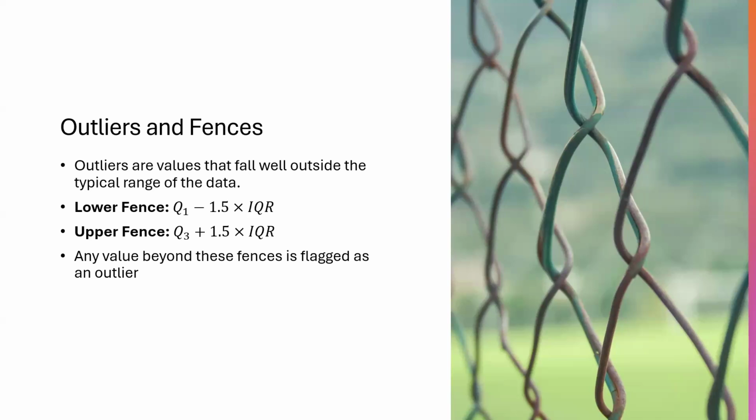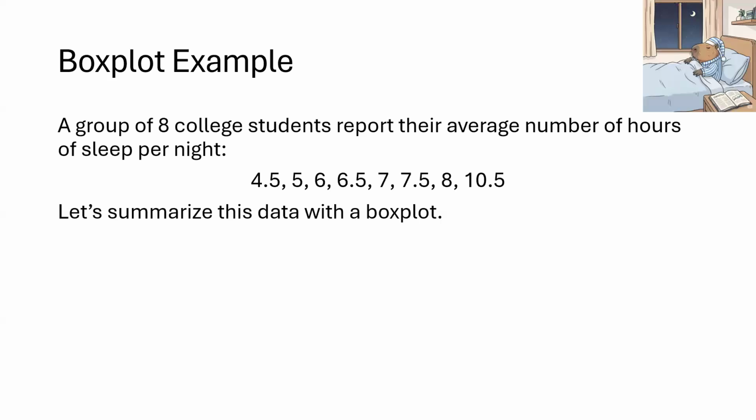Okay, anything outside these bounds is unusually far from the rest of the data, a potential outlier. This method helps flag unusual values in box plots and when making data-driven decisions. Let's do it with an example.